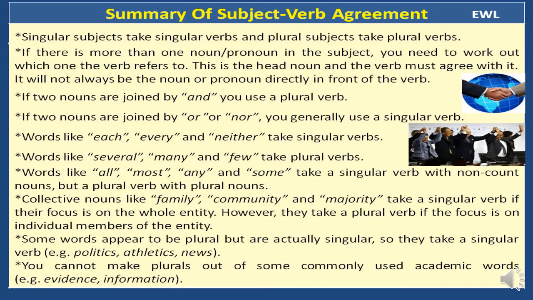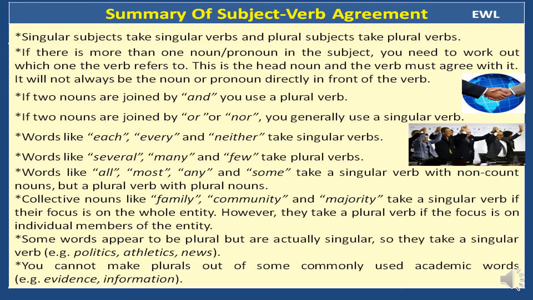Well, children, I want you to have a quick recap of the summary of subject-verb concord or agreement. Singular subjects take singular verbs and plural subjects take plural verbs. If there is more than one noun or pronoun in the subject, you need to work out which one the verb refers to. This is the head noun and the verb must agree with it. It will not always be the noun or pronoun directly in front of the verb. So we have to look into which one we are actually referring to.